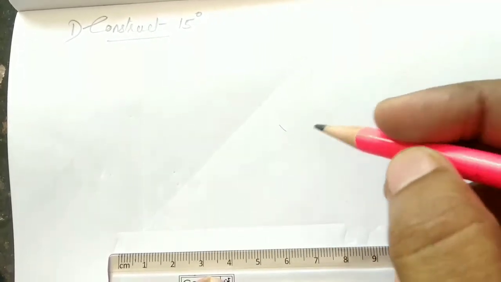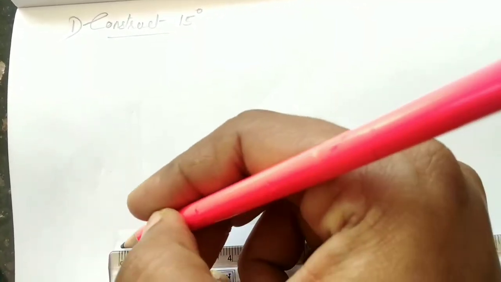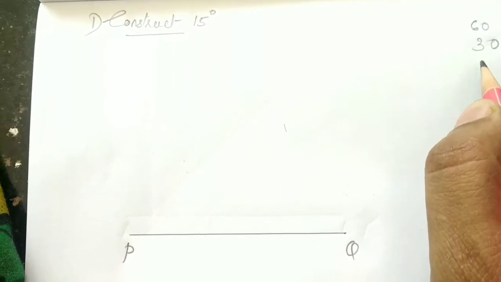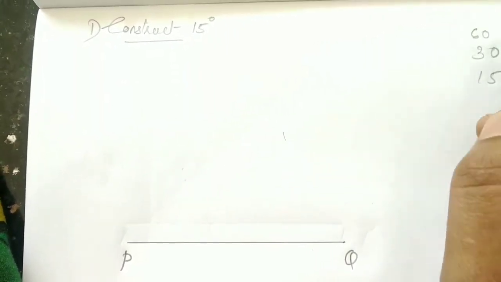For this, first we have to draw a line, at any length you like. And name it anything, P, Q or A, B. Okay. 15 degree is the half of 60 degrees, 30 degree, then the half of 30 degrees, 15 degree. So first we have to construct this 60 degree.